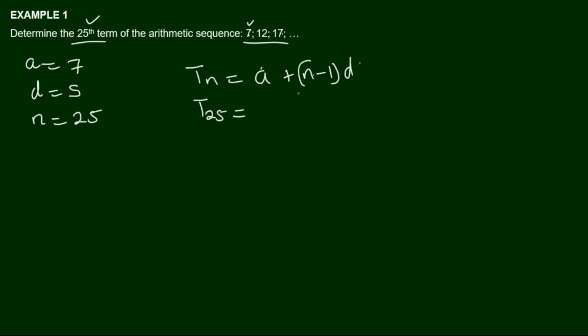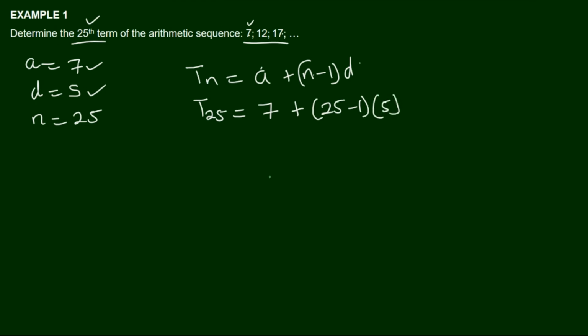So where there's n, we're going to put 25. Where there's A, we're going to put 7. Then where there's d, we're going to put 5. So this is A, 7, then plus n minus 1. So we'll put 25 minus 1. Then our constant difference is 5.